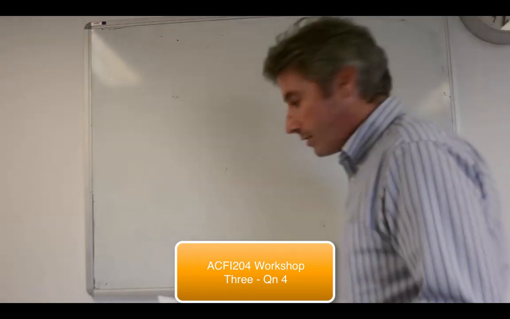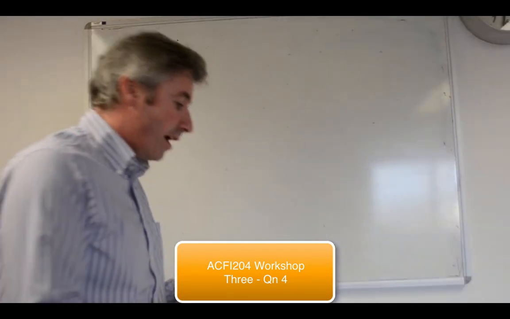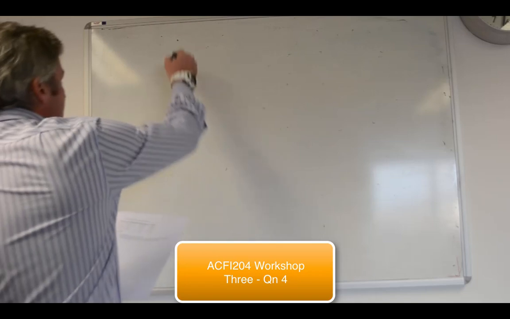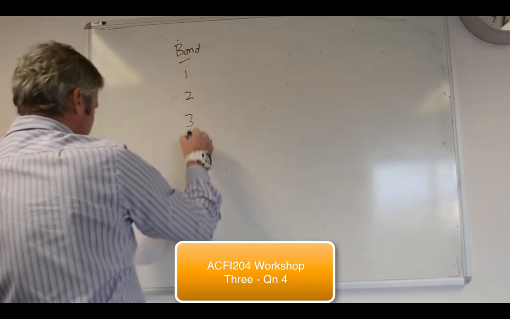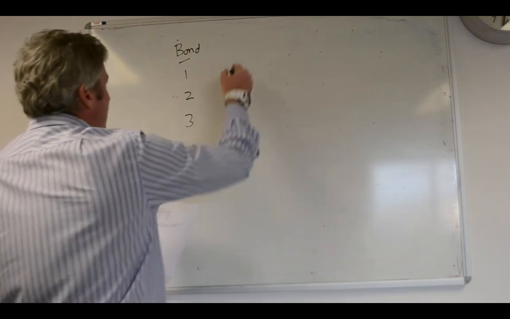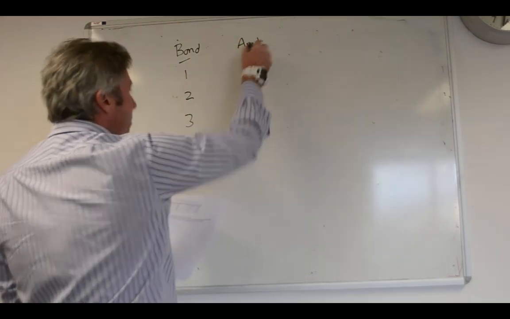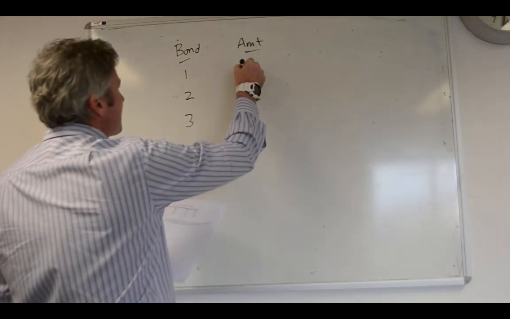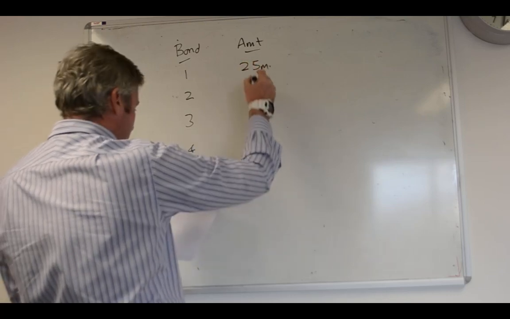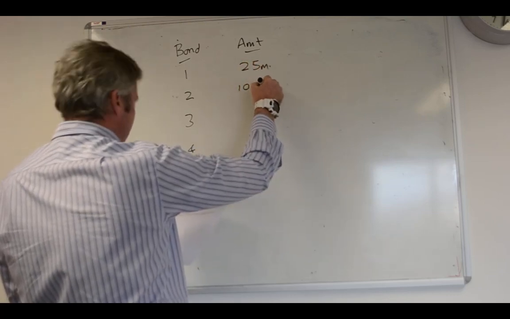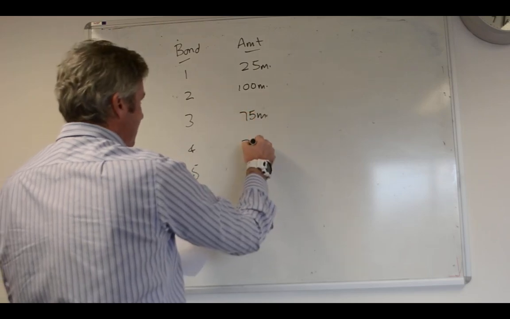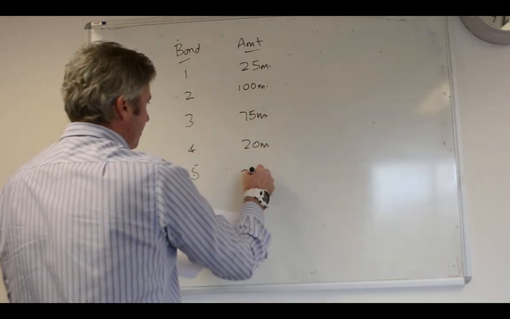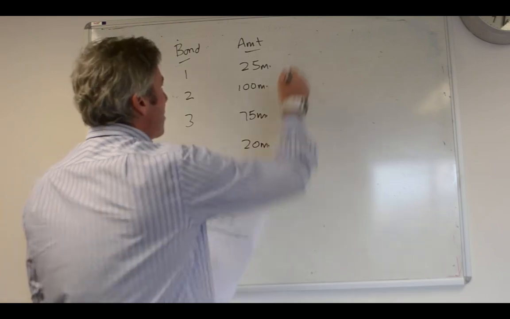Okay, let us now look at question 4 in the workshop. So we've got a 5-bond portfolio. Let me just put the details on the board. We don't have the number or the price of the bonds, instead we have the amounts of each. So 25 million invested in bond 1, 100 million invested in bond 2, 75 million in bond 3, 20 million in bond 4, 200 million in bond 5, and we've got the modified duration.